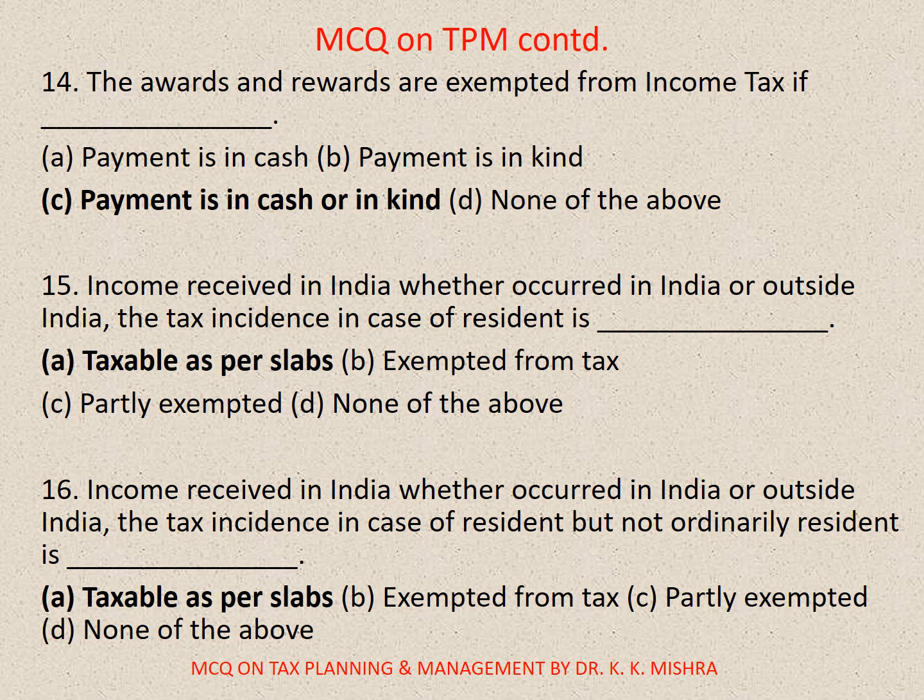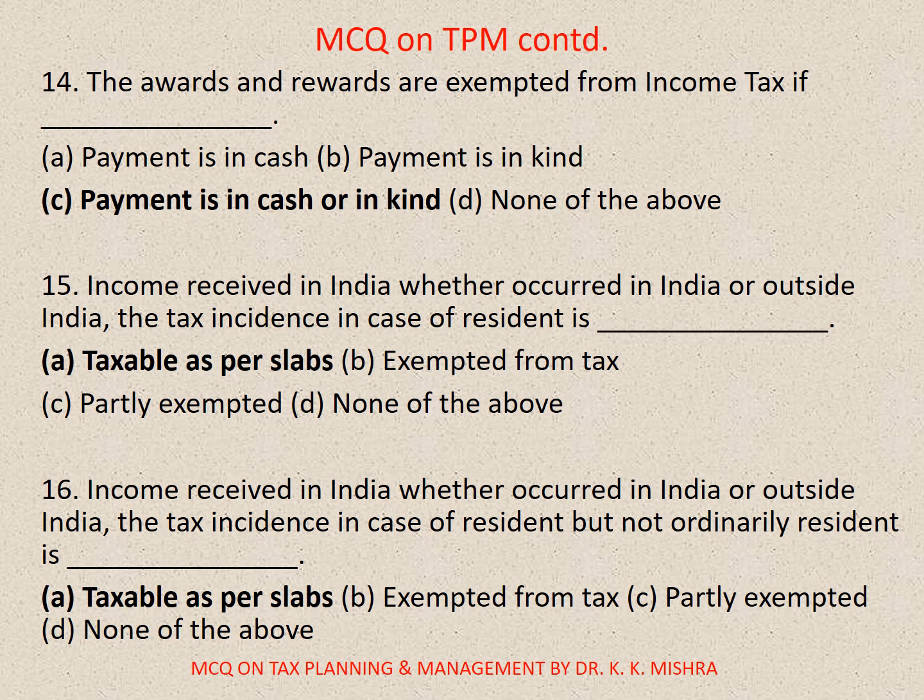15. Income received in India, whether occurred in India or outside India, the tax incidence in case of resident is dash. A. Taxable as per slab, B. Exempted from tax, C. Partly exempted, D. None of the above. Correct option is A. Taxable as per slabs.